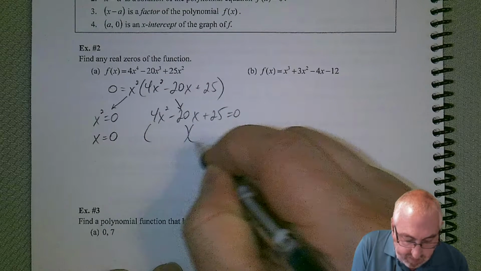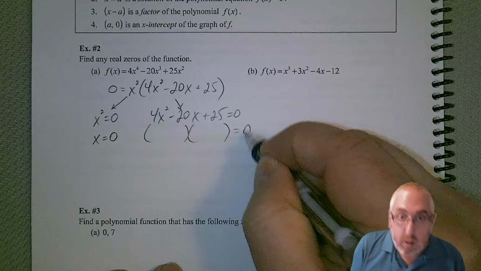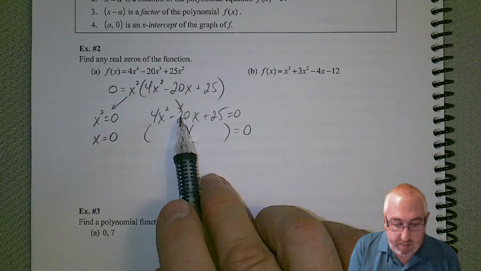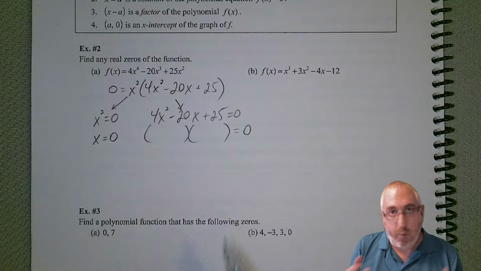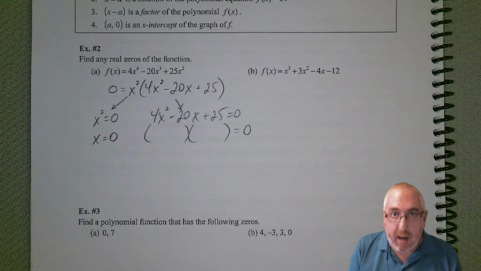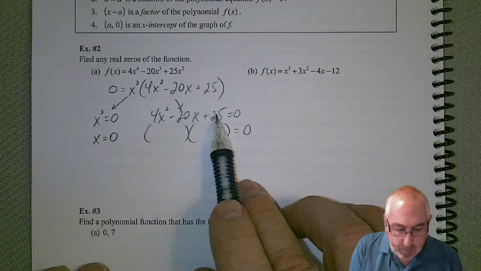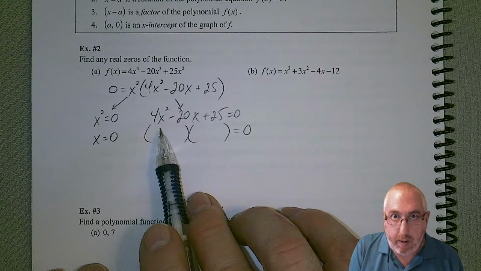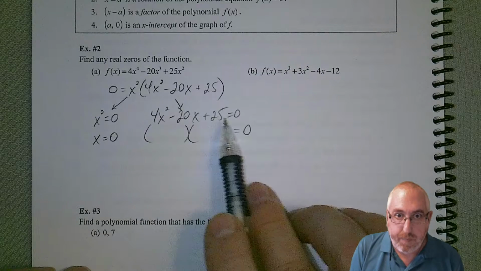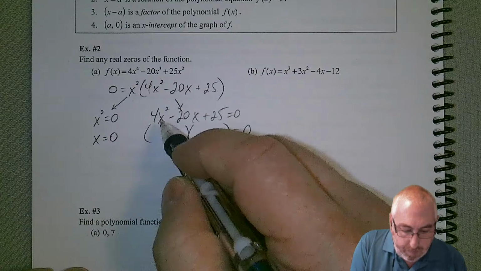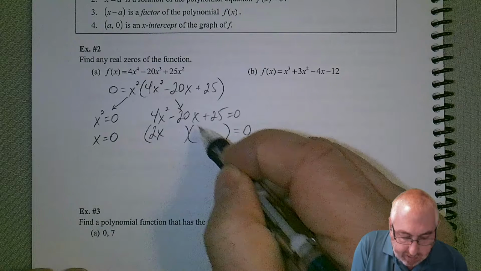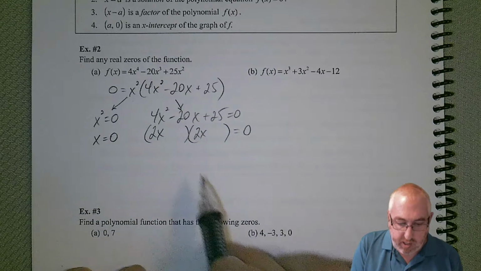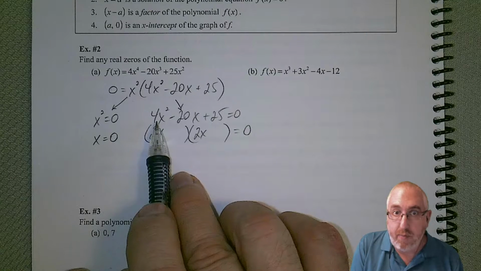So if we're going to factor it, we're going to want two binomials that multiply out to give us this. Now, we can go through a lot of different possibilities for how to break this down, but I recognize that this is a perfect square trinomial. So I know that we can use a 2x here and a 2x there, because if I multiply those, I get back my 4x squared.